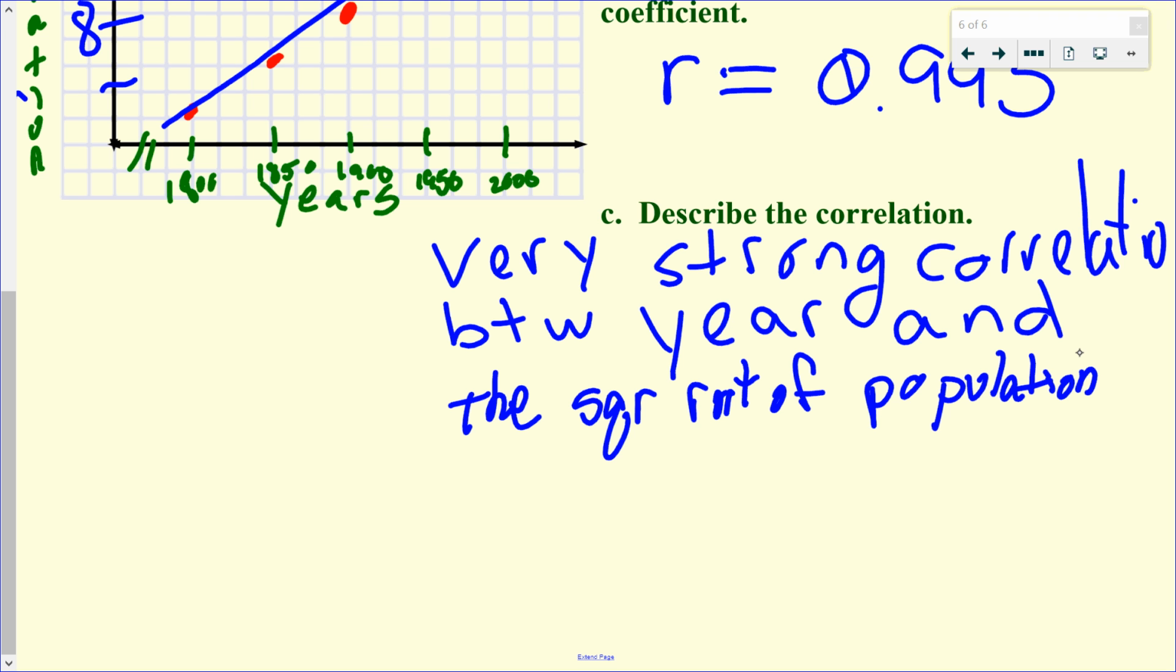Now we can conclude that it is linear, but the word correlation, remember, only refers to linear. And that, ladies and gentlemen, is example 2.